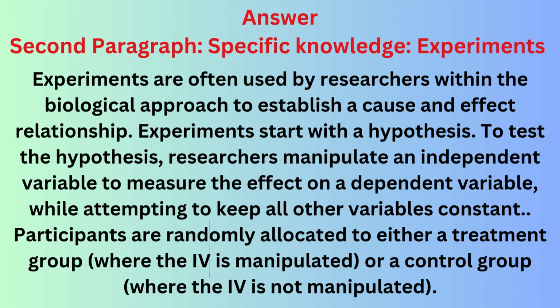Now here what I have done is, the first was a general paragraph, general knowledge. The second is specific. I'm telling what an experiment is about. I'm telling about the features of the experiment. So I'm writing what is IV, what is DV, which are the main key features of an experiment. The second is I am also linking experiment with the biological approach. That is also important because our whole question is about the biological approach only.